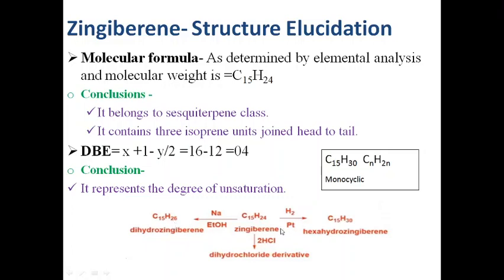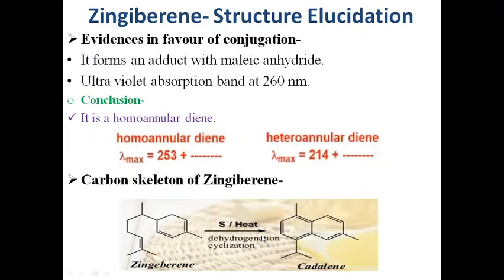Further evidence for this can be obtained from the treatment of gingiberine with HCl. Two molecules of HCl are absorbed by zingiberine, resulting in the formation of dihydrochloride derivatives. That means one molecule of HCl undergoes addition at the conjugated double bonds, and one HCl is added at the isolated double bond. This gives further evidence about the conjugated state of the two double bonds. There are further evidences in favor of conjugation.